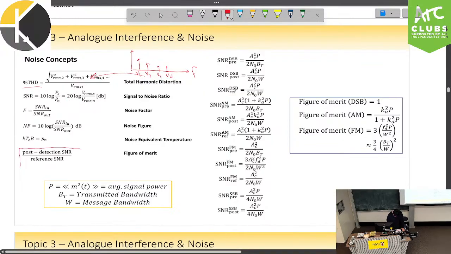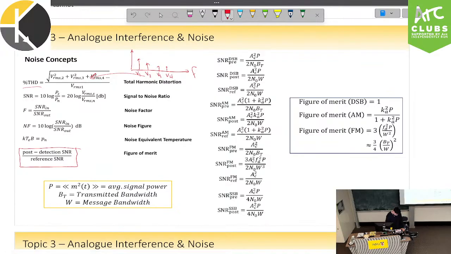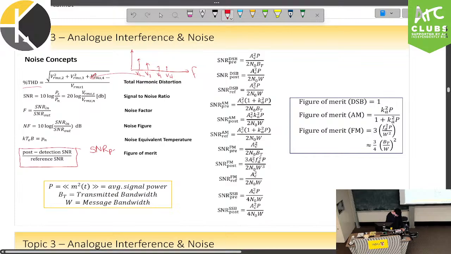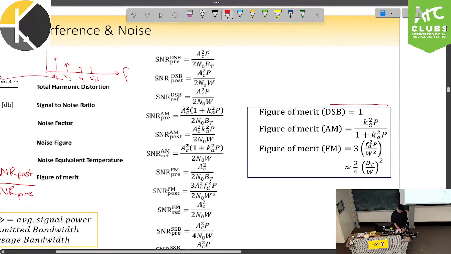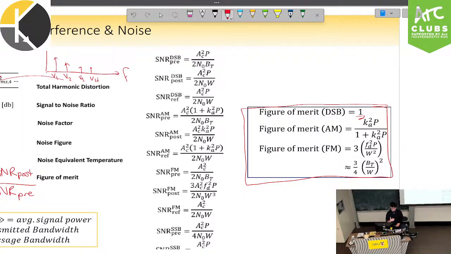The next most important formula would be this figure of merit. Another way of writing this is your post-detection SNR over your pre-detection SNR. And what this is telling you is essentially when you modulate or demodulate, it tells you how much noise is being added or removed from the signal that you're transmitting. So we can see that for DSB, we have a figure of merit of 1, which simply means that we aren't adding or removing any sort of noise. For AM though, we have usually a figure of merit that is less than 1, which means that in most cases we'll be actually adding noise to our output, which is very undesired.